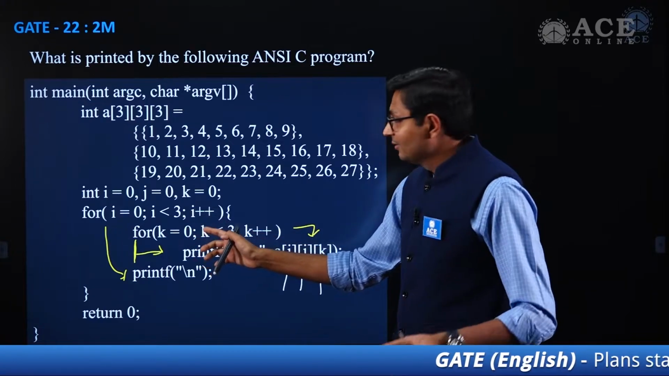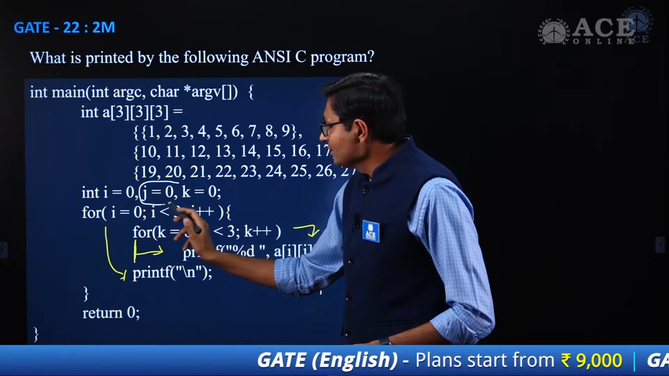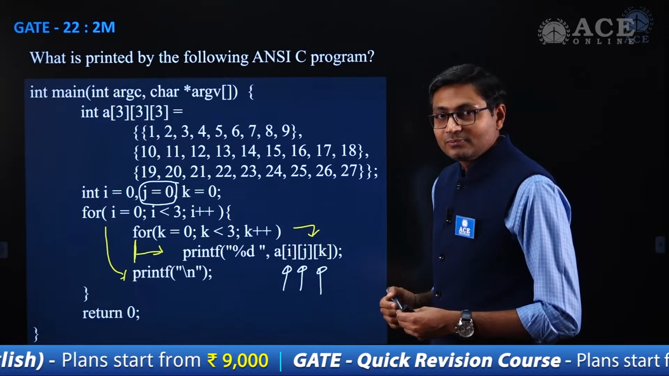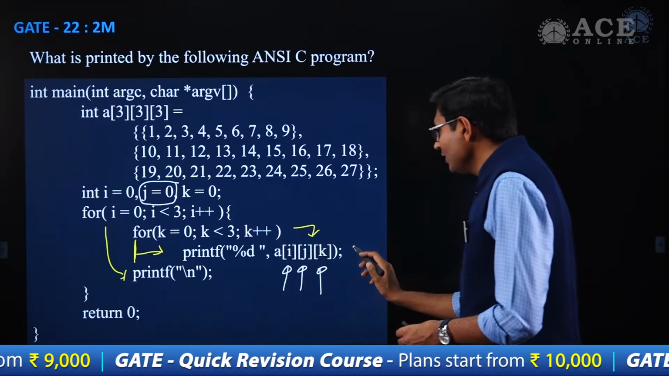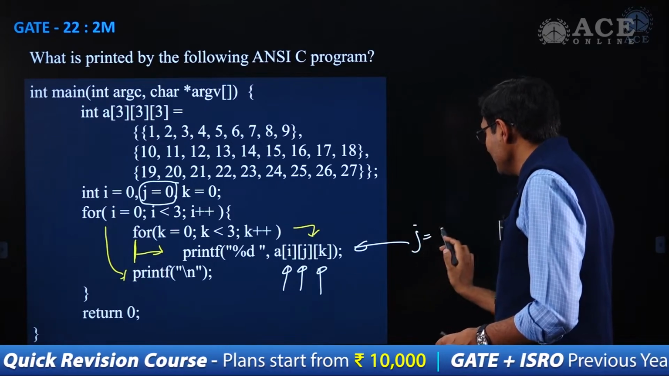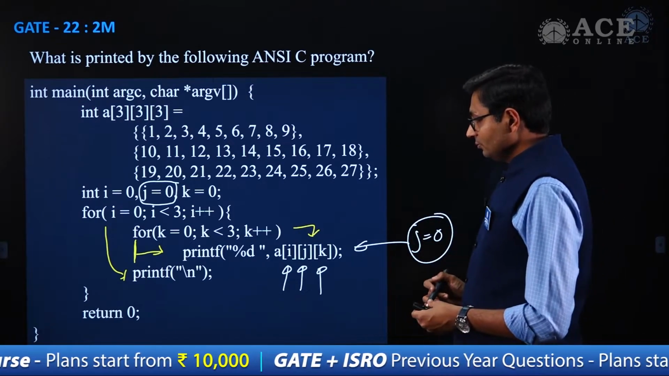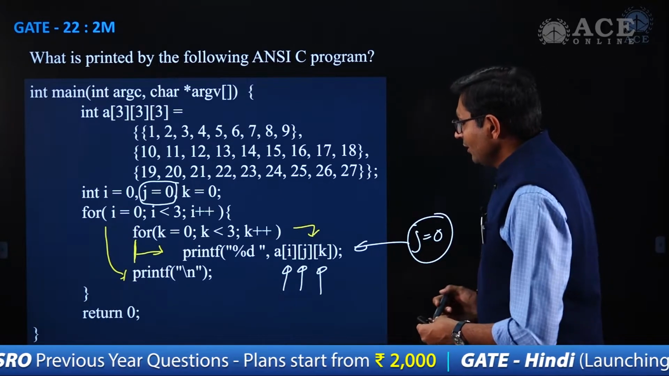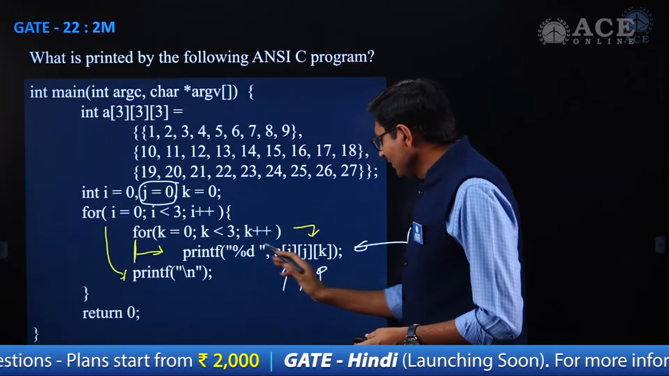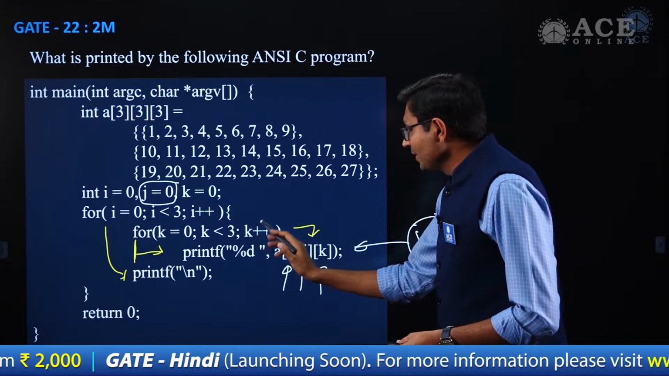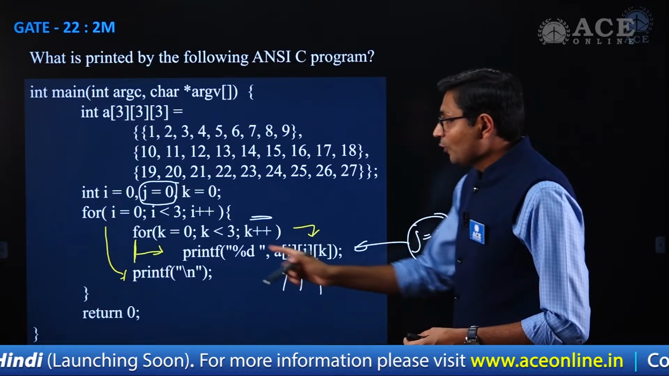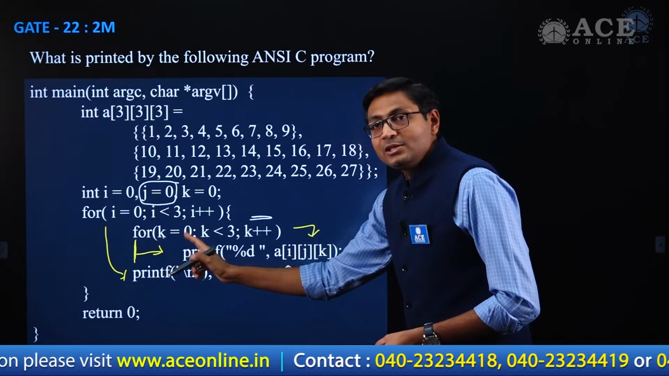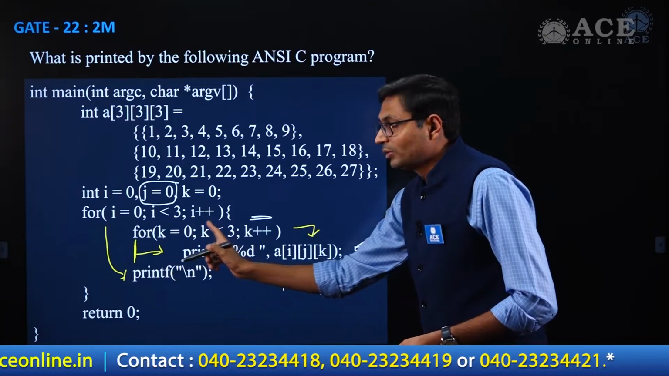The j loop is not there. The j value is 0 for all these loop iterations. So for all the printf statements, j is going to be 0, isn't it? And what about k? But k is varying, k plus plus, isn't it? So for each I value, k will be 0 to 2, k will be 0 to 2, k will be 0 to 2.